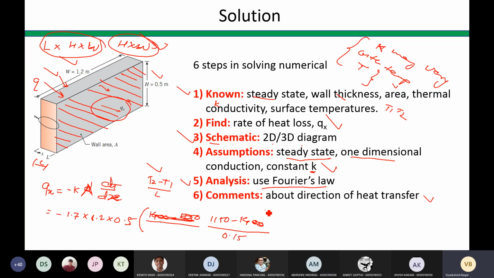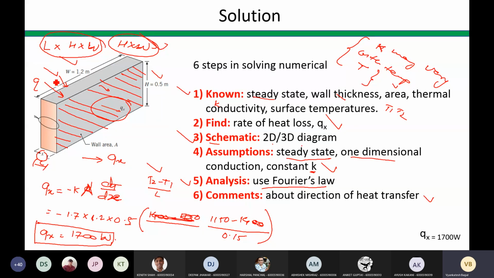Divided by 0.15, right? Now see, this minus sign and this minus will become plus now, and the sign for Qx will be positive. Now what is the value of Qx? Sir, 1700 watt. So your final answer is 1700 watt. And what is your comment about the direction of heat flow? Sir, from system to surroundings. Sir, positive. Positive to the x direction. Qx is positive along x direction, right?